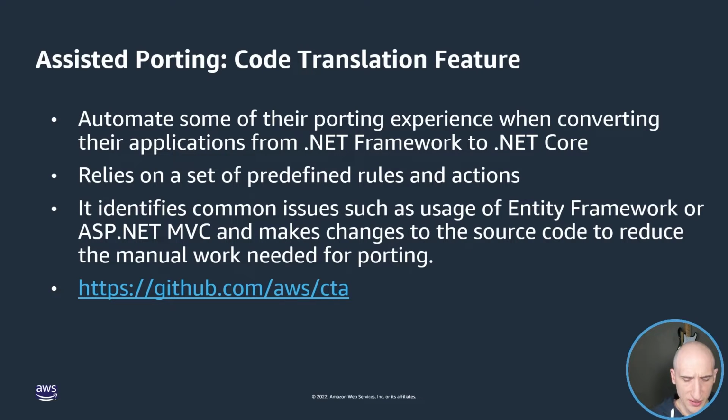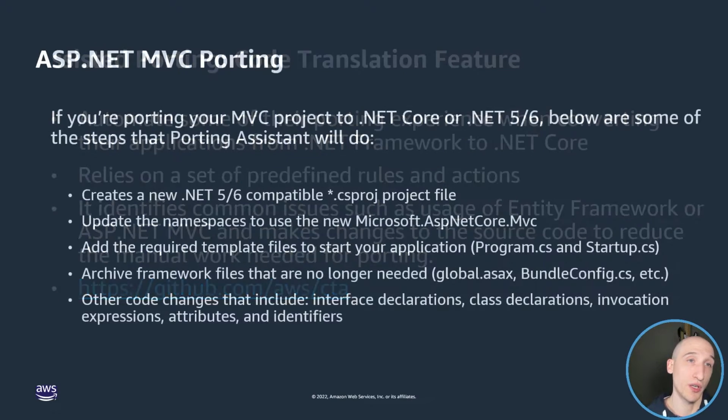What Porting Assistant does, there's about three-some odd different things that I like to think about. The number one is that it provides code translation features. So automating some of those porting experiences from .NET Framework to .NET Core. There's a predefined set of rules, and there's a GitHub link that defines what those rules are. So it identifies common issues such as Entity Framework or MVC, and it makes changes to the source code to reduce that manual work that we were talking about a bit earlier.